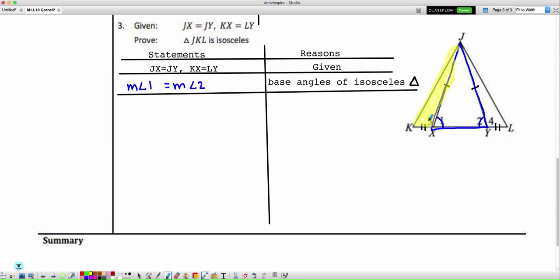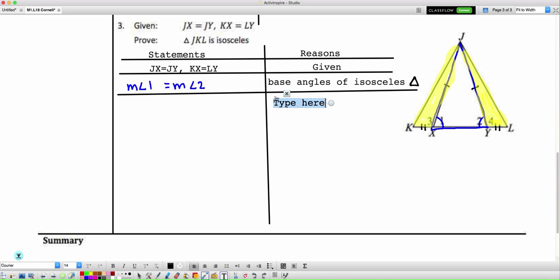So if I can somehow prove that this angle 3 is equal to this other angle 4, then I could say that those triangles are congruent because of SAS, right? So I want to try to get there. In order to do that, I don't know anything about angle 3 yet, other than if I added angle 3 and angle 1 together, they would add up to 180. Those are a linear pair. So my next reason I'm going to use is linear pair.